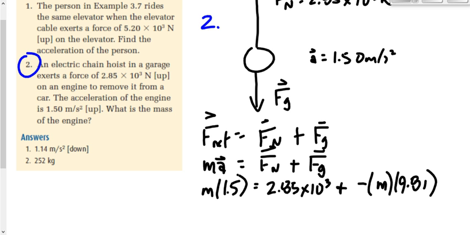That would be exactly the same thing. I'm adding a negative force of gravity. Now, here's where some of you may struggle a little bit, and that's okay. We'll work through this together. But everybody should be able to get to this point.